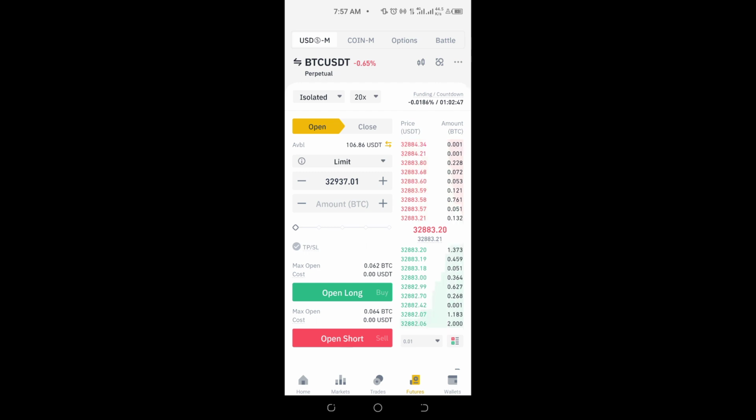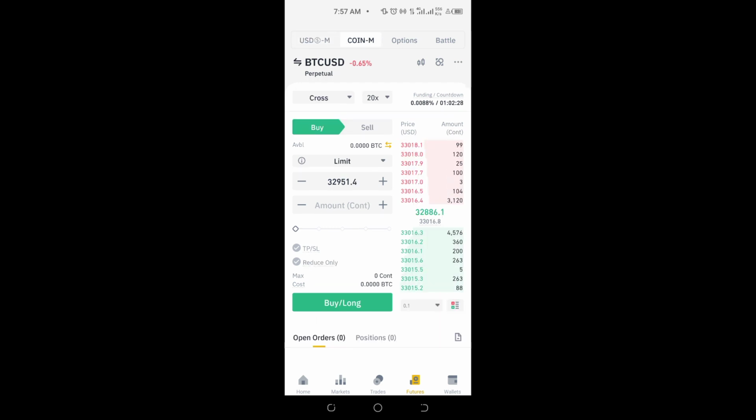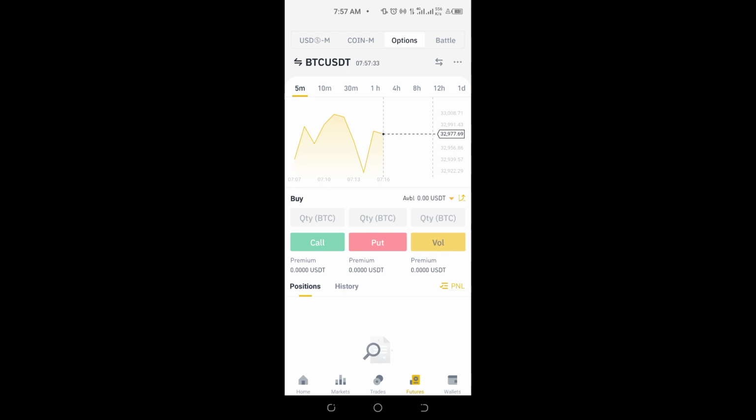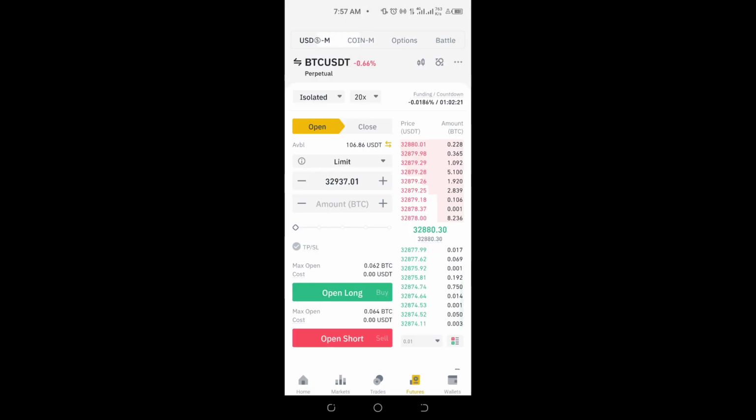Okay, so here it is, $106.86. So this is our margin. Looking at the top, we are at USD's margin futures. We have the coin margin futures, we have options, we have battles. But that is not what we want to look at today. So we quickly go to USD margin futures.